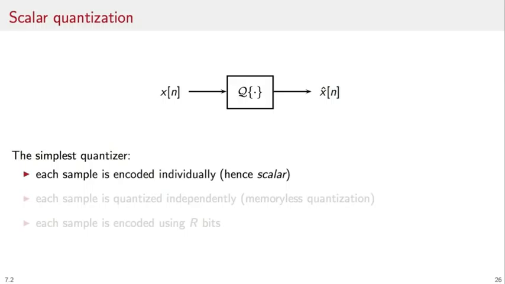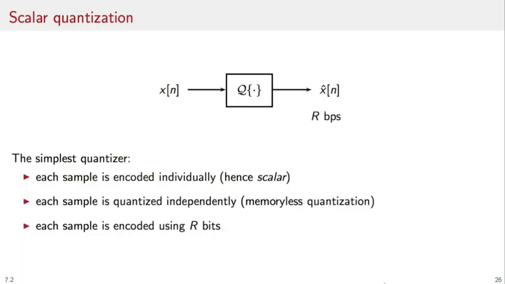The simplest quantizer is the scalar quantizer. In this quantizer, each sample is encoded individually, so we don't take into account relationship between neighboring samples. Each sample is quantized independently, so there is no memory of previous quantization operations, and each sample is encoded using R bits. So the rate here is R bits per sample.